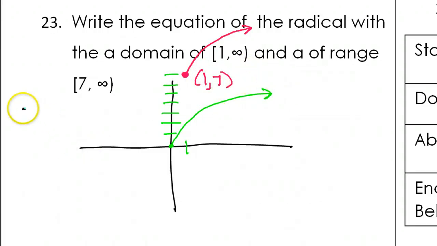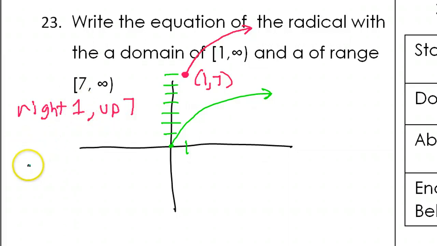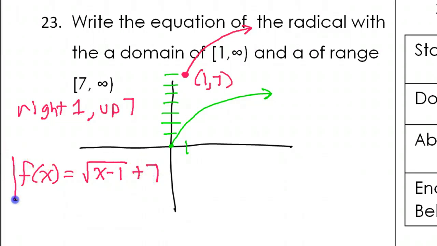Okay, in fact, let me write that down. So if we know it's got to be right 1 and up 7, as we go ahead and write that function, to go right 1, we need the square root of x minus 1. And to go up 7, I need a plus 7 on the end. So this would be the answer to number 23.